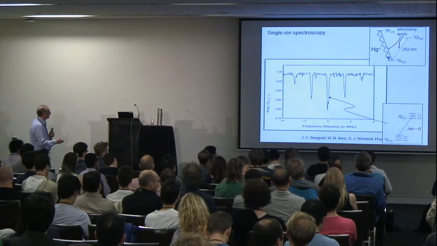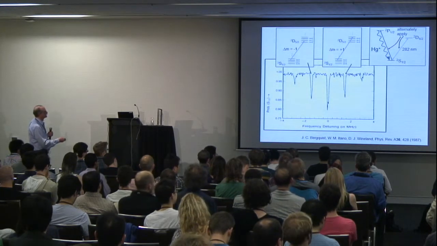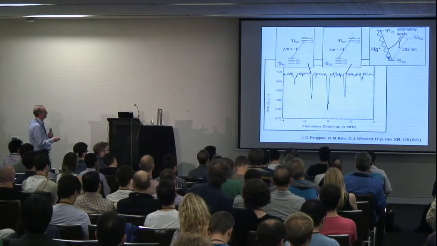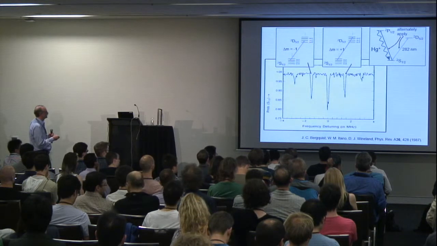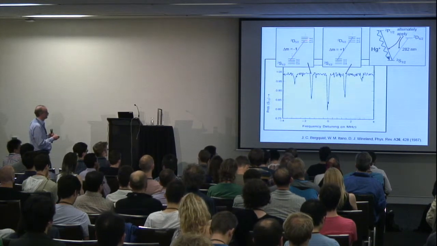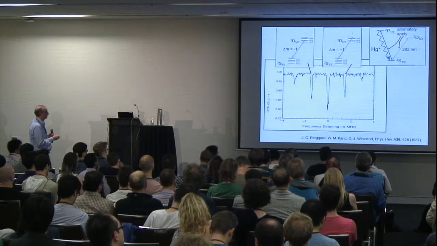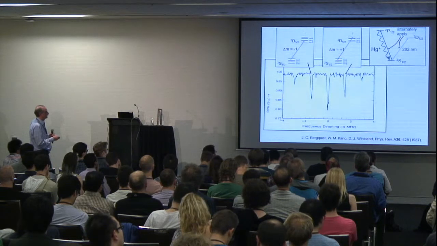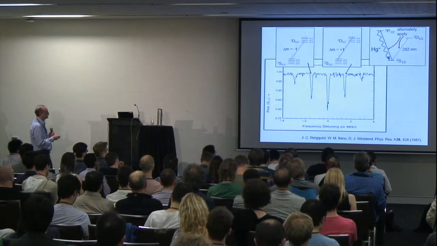Anyway, if we look at these so-called sideband features, this lower one represents a case where we drive the transition and the motion energy level of the atom is reduced by one quantum. On the other hand, this upper sideband is the case where, when we drive the transition, the motion quantum number is increased by one.